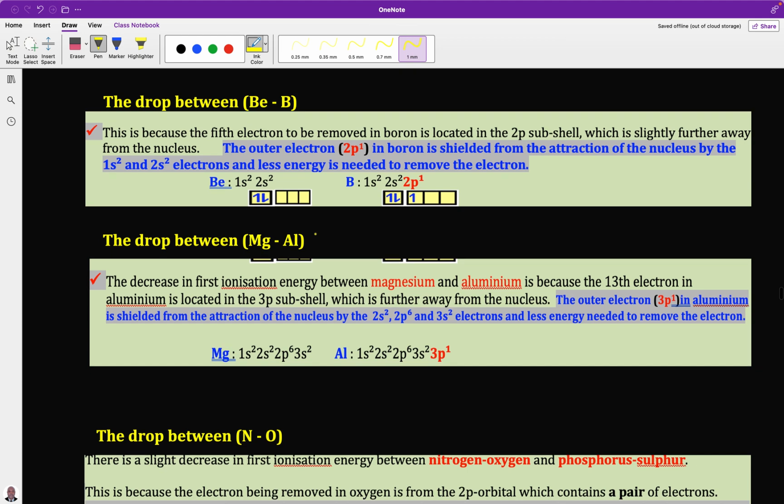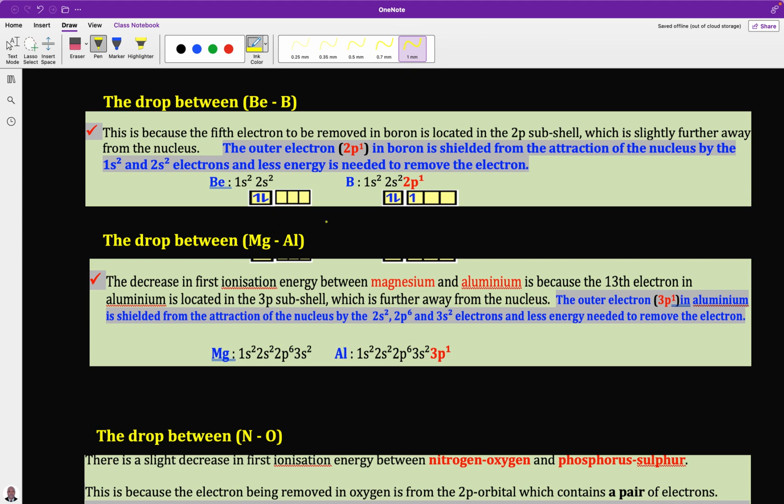When you have a question like this, learners, the first thing you do is write the electronic configuration of beryllium and write the electronic configuration of boron. When you write these two electronic configurations, try to fill electrons in boxes, orbitals. Fill electrons in the boxes. And you will see now the explanation you can give here.